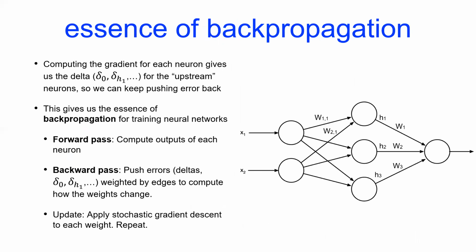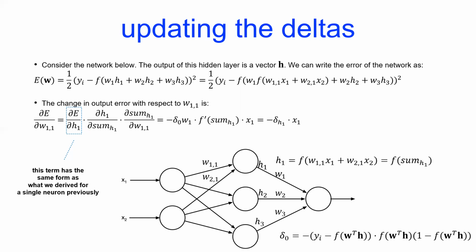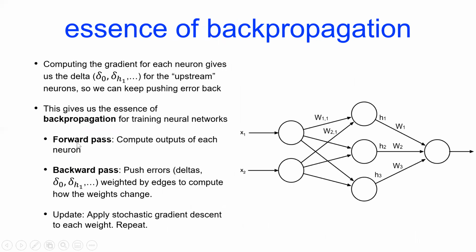But one cool thing that you can think about is that what we just described is essentially backpropagation. Okay, so it allows us to train many layers, like 100 layers of neural network.